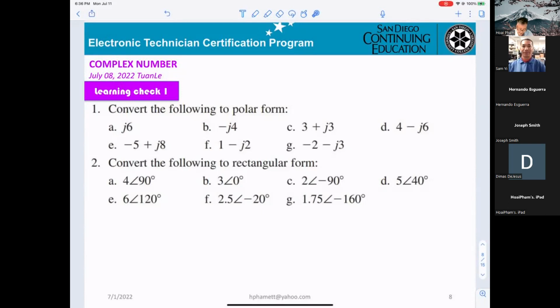So the first thing, who got A for me? It's going to be 6 positive 90 degrees. Correct. B. It's going to be 4 minus 90 degrees. C is 3 plus j3.